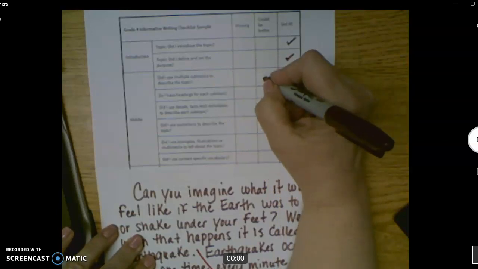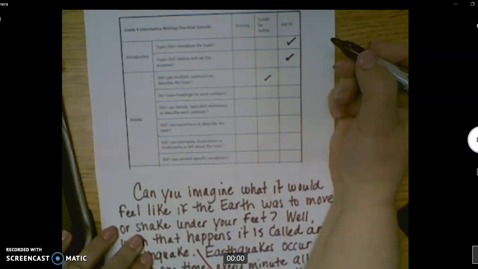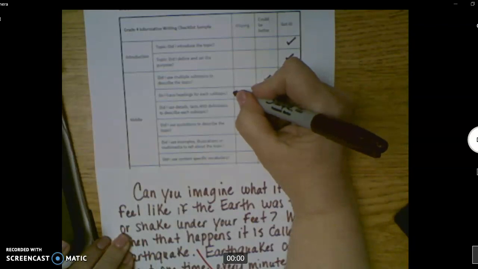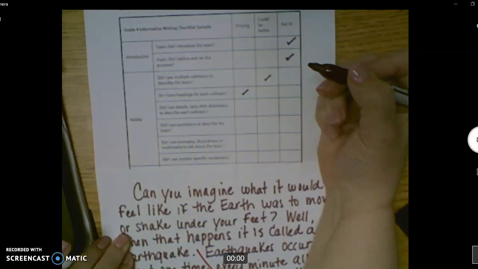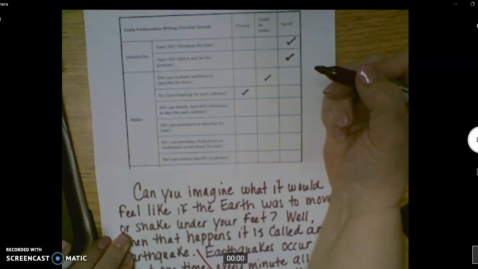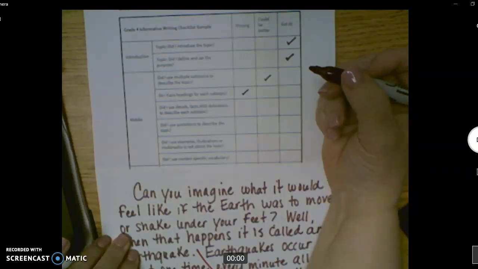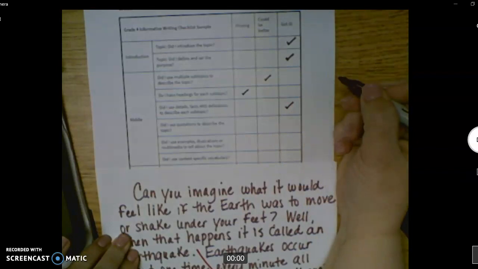Did I use multiple subtopics to describe the topic? Well, I feel that could be a little bit better. Do I have a heading for each subtopic? No, I didn't need a heading here. Did I use details, facts, and definitions to describe each subtopic? I feel like we did that.